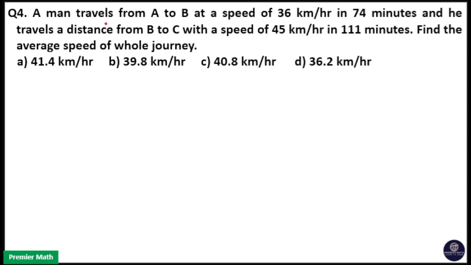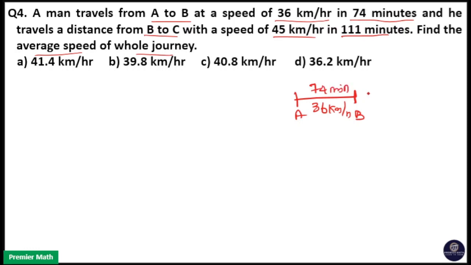Next is question number 4. A man travels from A to B at a speed of 36 km per hour in 74 minutes, and from B to C at a speed of 45 km per hour in 111 minutes. Find the average speed of the whole journey.